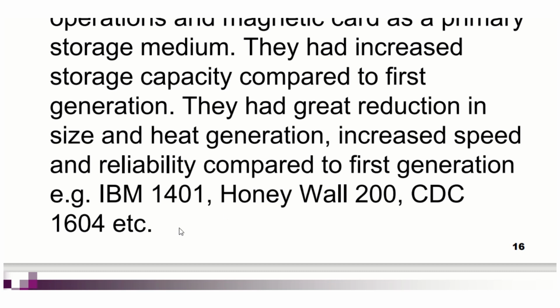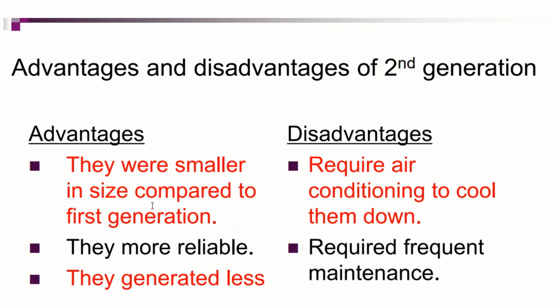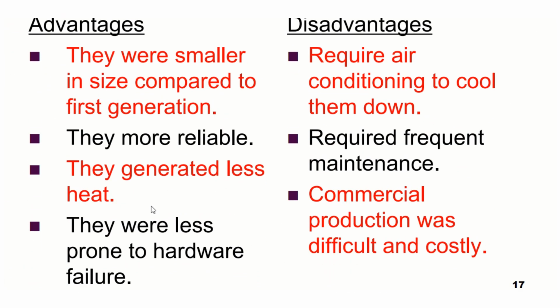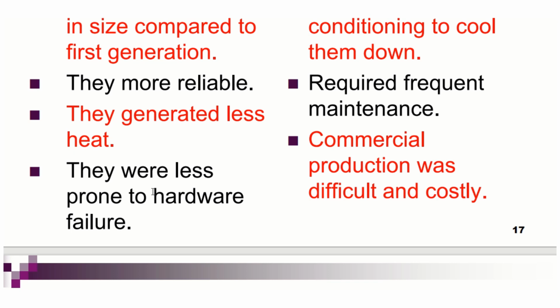Examples of the second generation computer are the IBM 1401 and the Honeywell 200. We also have the CDC 1604. The advantages of the second generation computer: the first advantage is they were smaller in size compared to the first generation computer. The second advantage is they were more reliable. The third advantage is they generated less heat. The next advantage is that they were less prone to hardware failure.